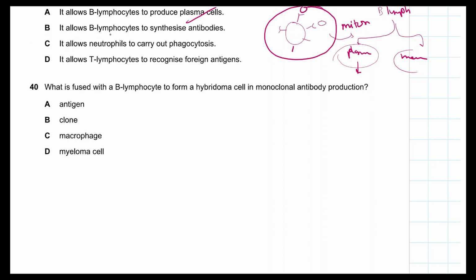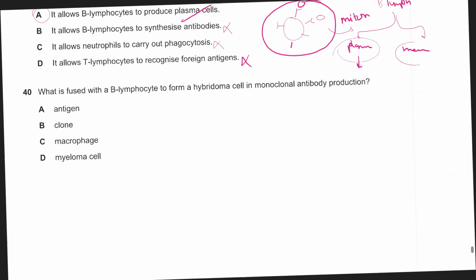Now, for B, it allows the B lymphocytes to synthesize antibodies. Now, this comes after mitosis, therefore this is incorrect. It's not directly related to mitosis. For C, it allows neutrophils to carry out phagocytosis. This is totally incorrect. Phagocytosis is more related to lysosomal digestion, not really related to mitosis, therefore this is incorrect. D, it allows T lymphocytes to recognize foreign antigens. Now, this is clonal selection, not expansion, therefore it has nothing to do with mitosis, and the answer is going to be A.